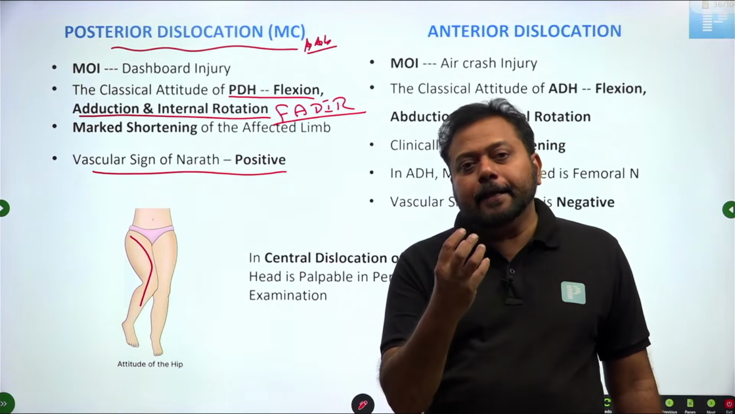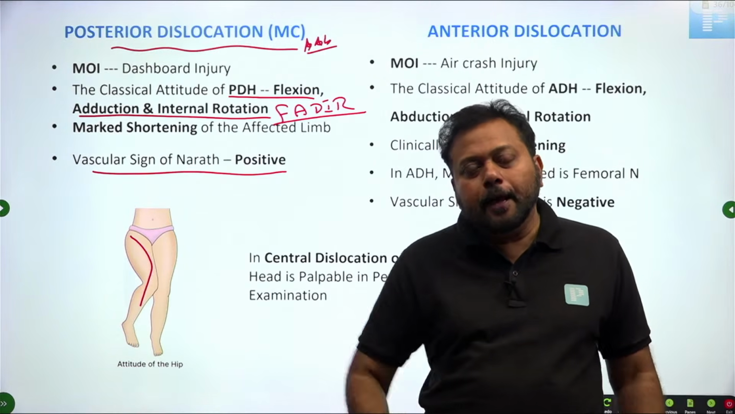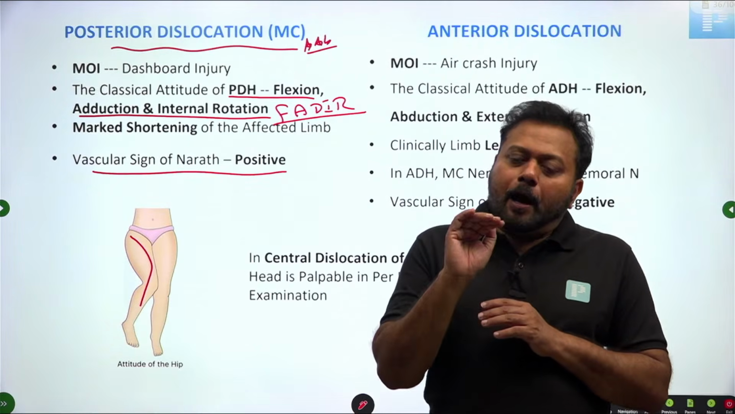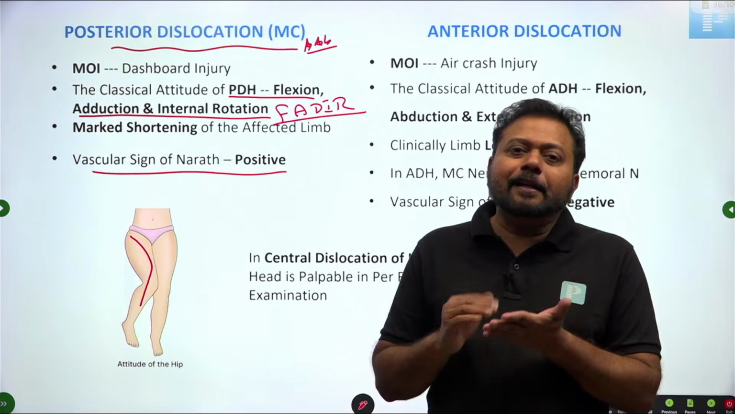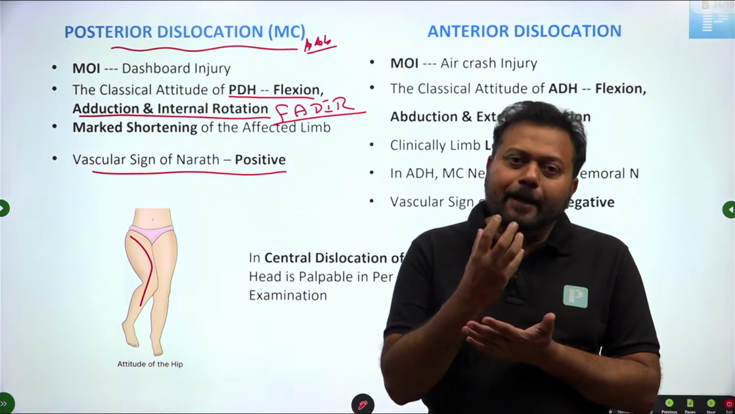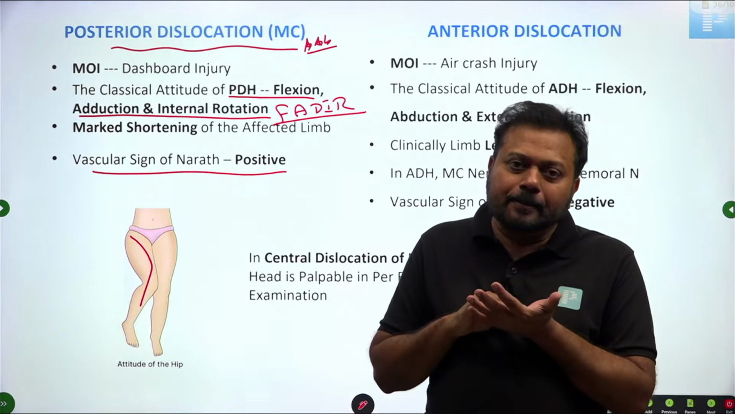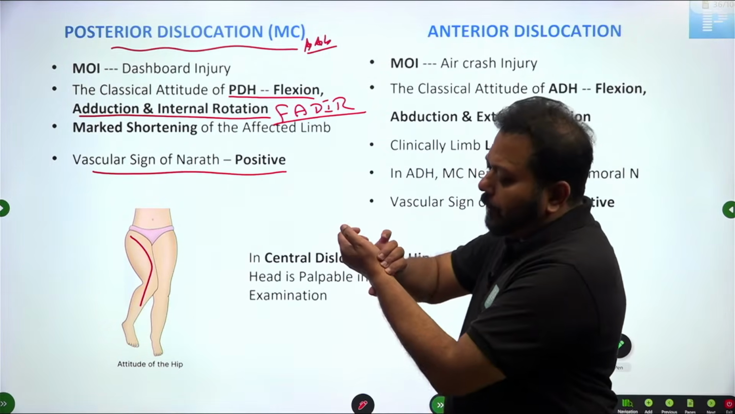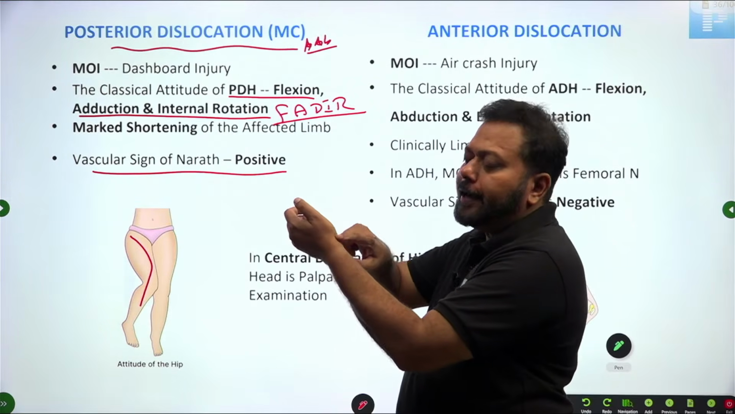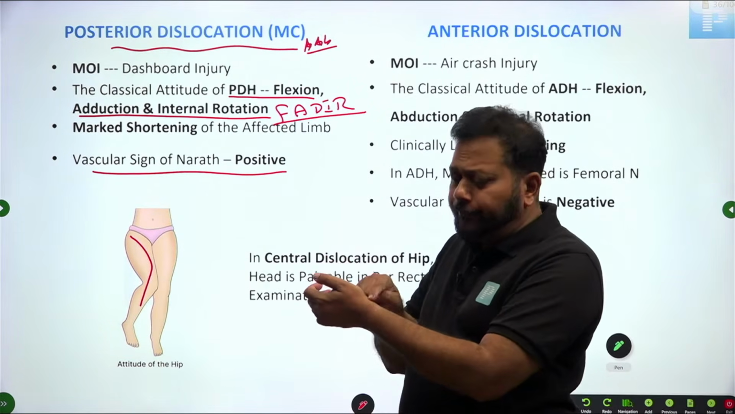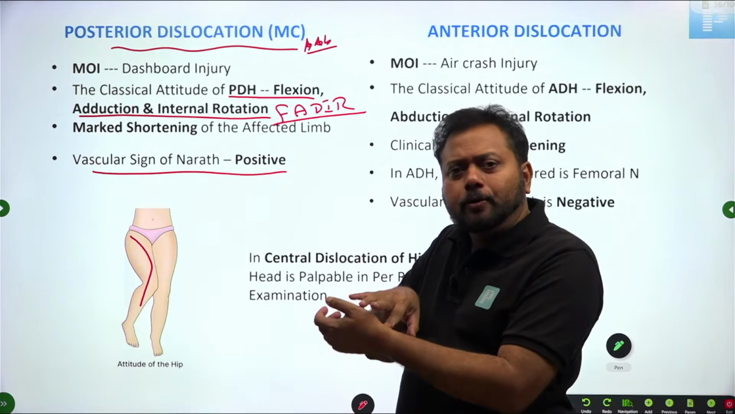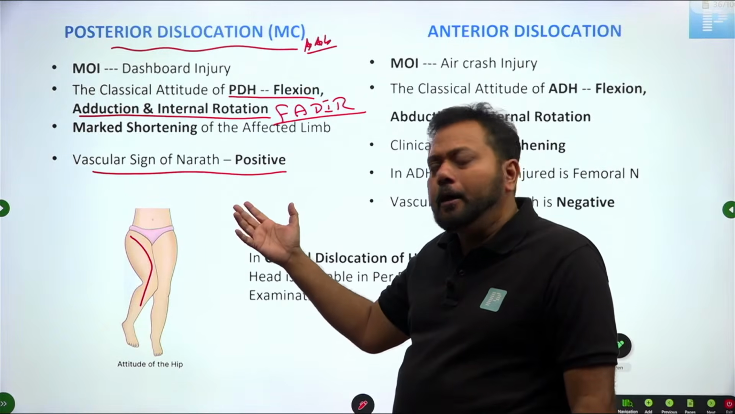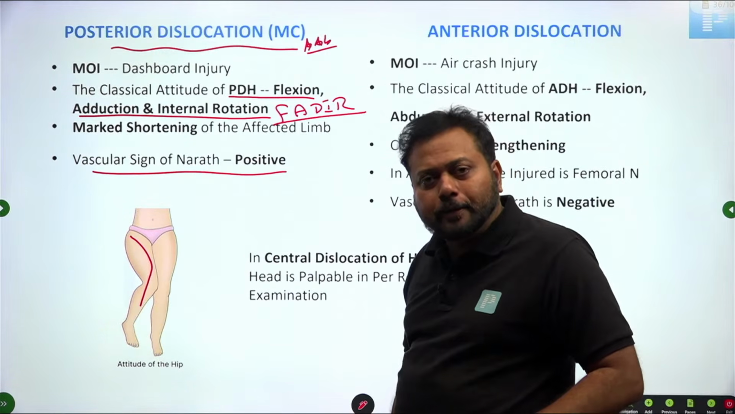In posterior dislocation hip, what happens? The neck and head are slipped out of the acetabulum. It has gone posteriorly. Underlying bony support is not there. Why am I able to palpate the arterial pulse easily? Underlying the vessel, there is bony tissue, that is, your head and neck. That is why when I press, the vessel is easily palpated. That is why you are able to palpate the radial artery easily: the underlying radial styloid bone is there. If that bone is not there, however much I try, I can't palpate the radial artery easily. So the underlying bony support is lost in posterior dislocation, and you will get a positive vascular sign of Narath.